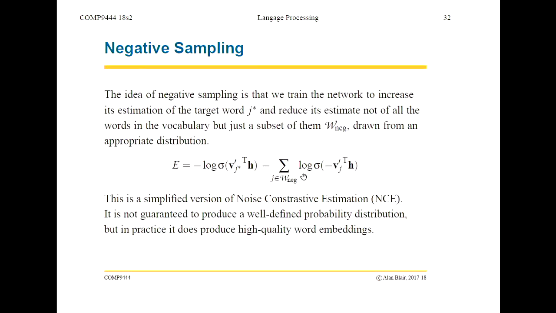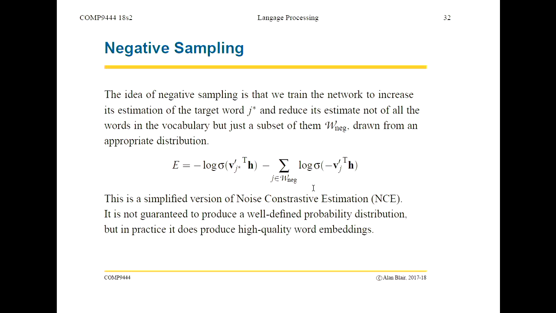So I pick some subset called W neg of words, and I try to maximize the log of the sigmoid of the output of the correct word, and I take the sigmoid of the output and treat that as a probability. So I try to maximize the probability of the correct word and minimize the probability of some subset of other words.